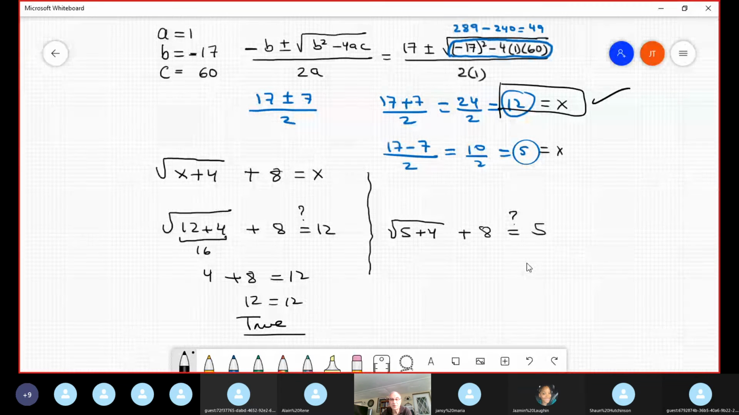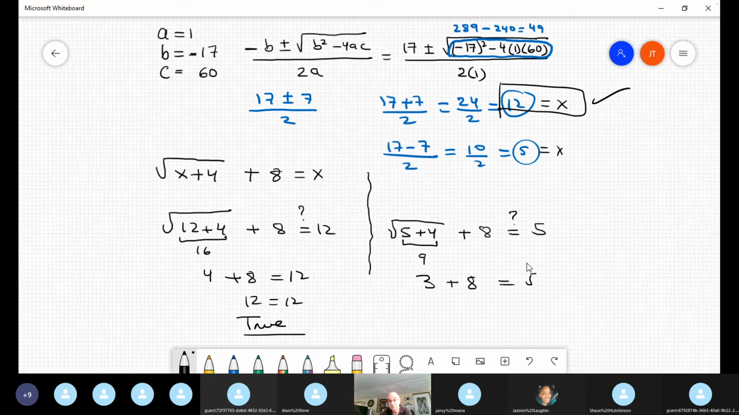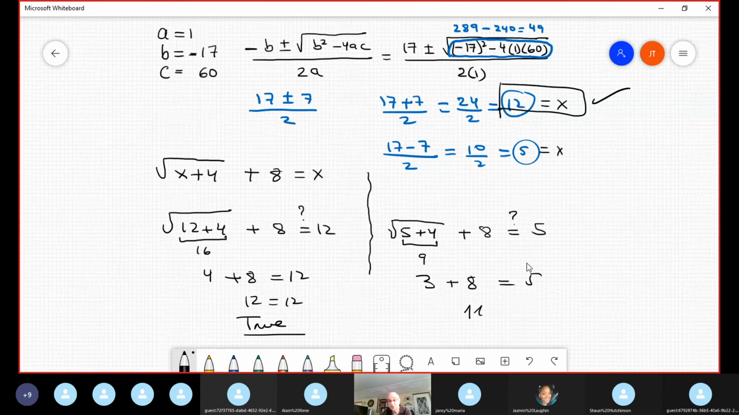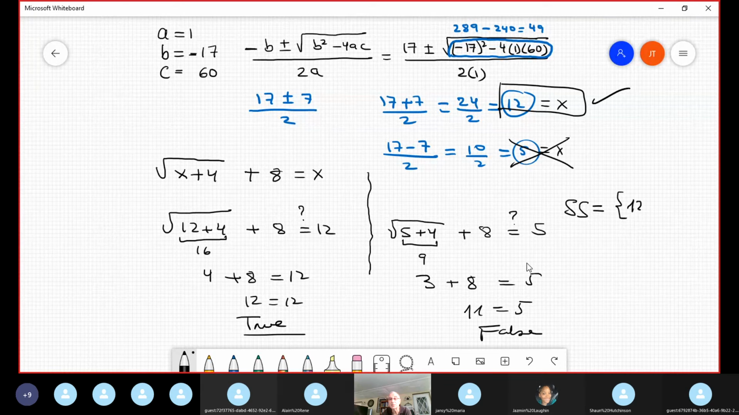And 5. 5 plus 4 is 9. Square root of 9 is 3. 3 plus 8 is 11. Not 5. We get a completely false statement. That means the solution doesn't work. It's an extraneous solution. And the only solution set that we have in this equation is 12. End of story.